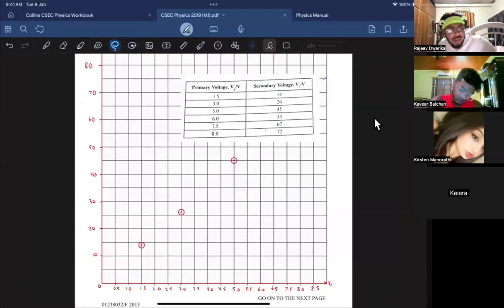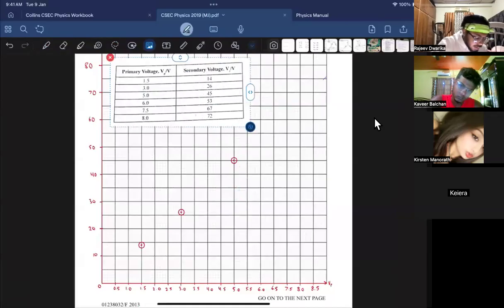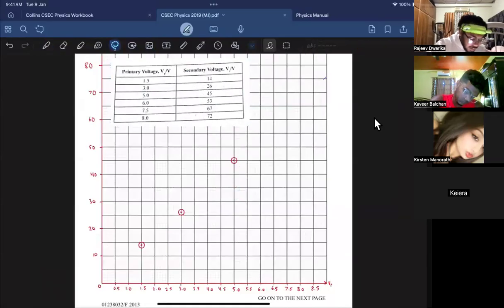This graph is starting to look like a what? A curve, a straight line? What is it? Let me hear. What does it probably look like? A straight line. Yeah, it is a straight line.